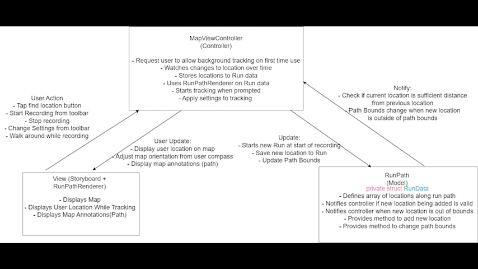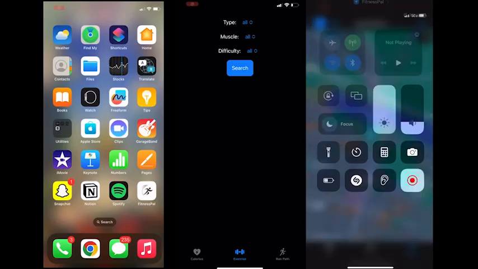The run path model notifies the controller when the newest location is a sufficient distance from the previous location and when the newest location is out of the map bounds. The map view controller uses these notifications to update the run path data and update the map view. The user has access to basic map controls and a toolbar that has buttons to find the current location, change tracking settings, and start and stop recording, all of which are supported by the map view controller.